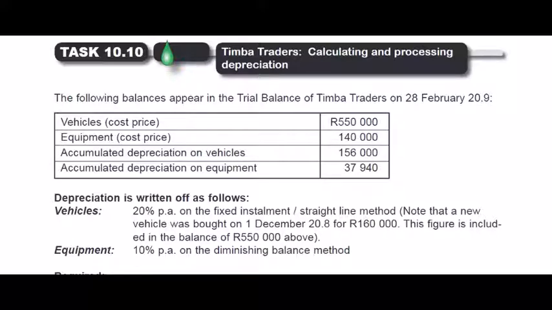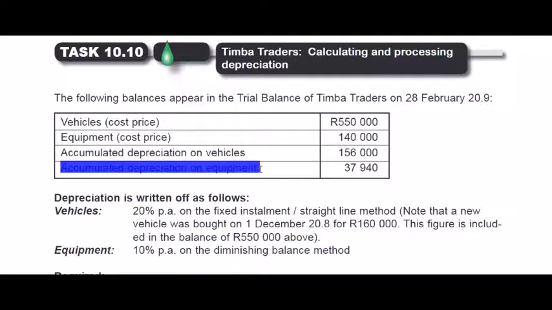Okay, so in task 10.10, they said the following balances appear in the trial balance of Timber Traders on 28 February 2009. We had vehicles with a cost price of 550,000 Rand, equipment with a cost price of 140,000 Rand. Then we have this contra asset account, accumulated depreciation on vehicles, with 156,000 Rand. So what this means is that the vehicles in our business already lost 156,000 Rand of their value in the previous financial years. And we've got the same thing for equipment.